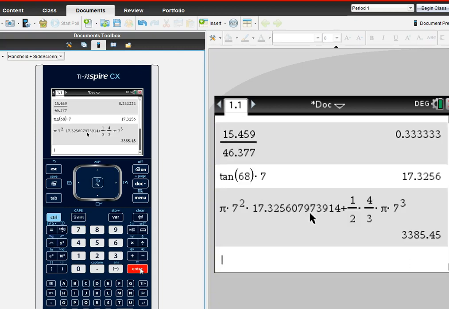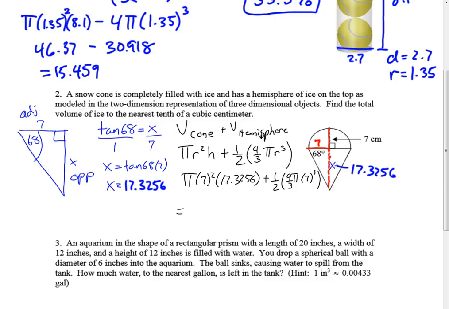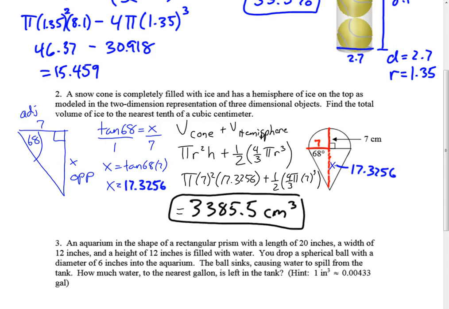So we get 3,385.45. To the nearest tenth of a cubic centimeter, that's 3,385.5 cubic centimeters. So that's how much volume of ice you get in the snow cone.